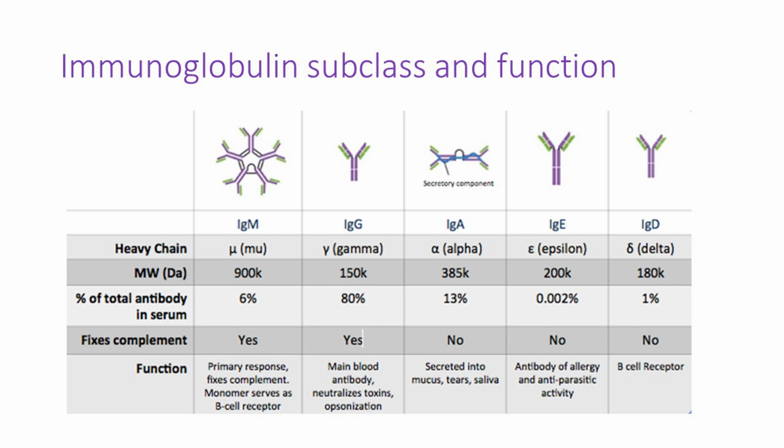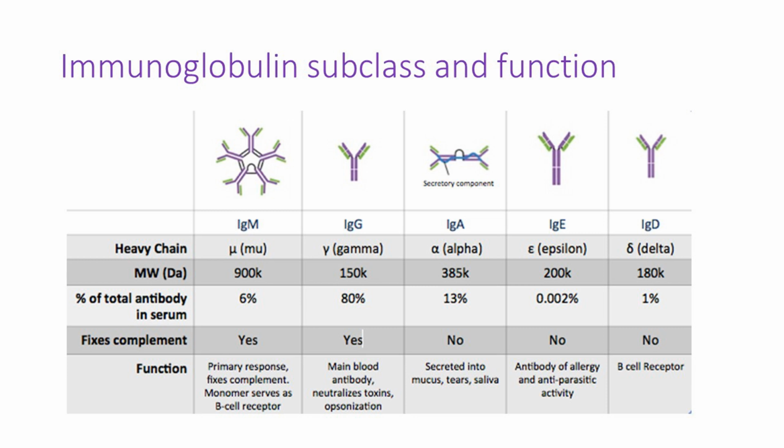IgM is the first antibody to appear during an acute immune response, and serves to fixate complement, and forms part of the activated B cell receptor. IgG antibodies are formed at a later phase after appearance of the IgM antibodies. IgG is the main antibody in the body, and it serves to neutralize toxin, and facilitate opsonization.